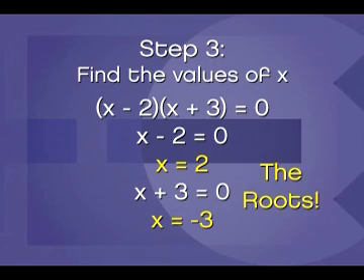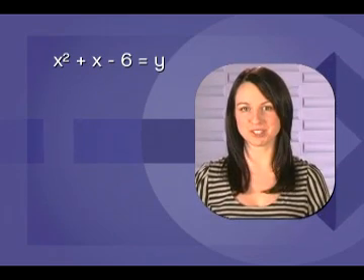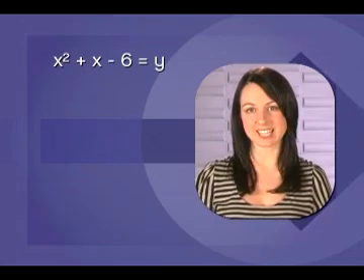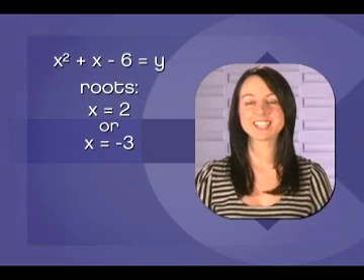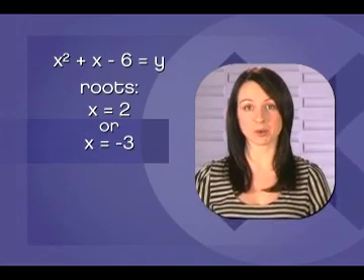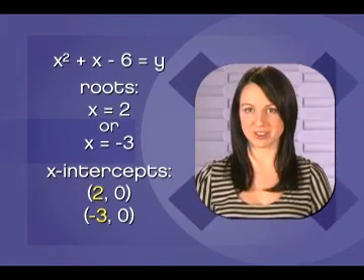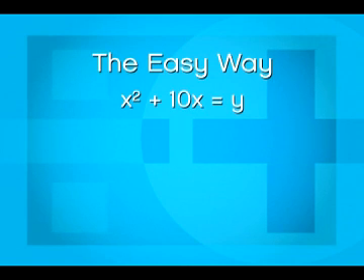We've just found the roots of the equation. We've solved the quadratic equation. The roots or solutions to the quadratic equation x squared plus x minus 6 equals y are x equals 2 or x equals -3. If we relate that to the graph of the quadratic equation, we're saying that the x-intercepts are (2, 0) and (-3, 0). Let's solve another quadratic equation the easy way.